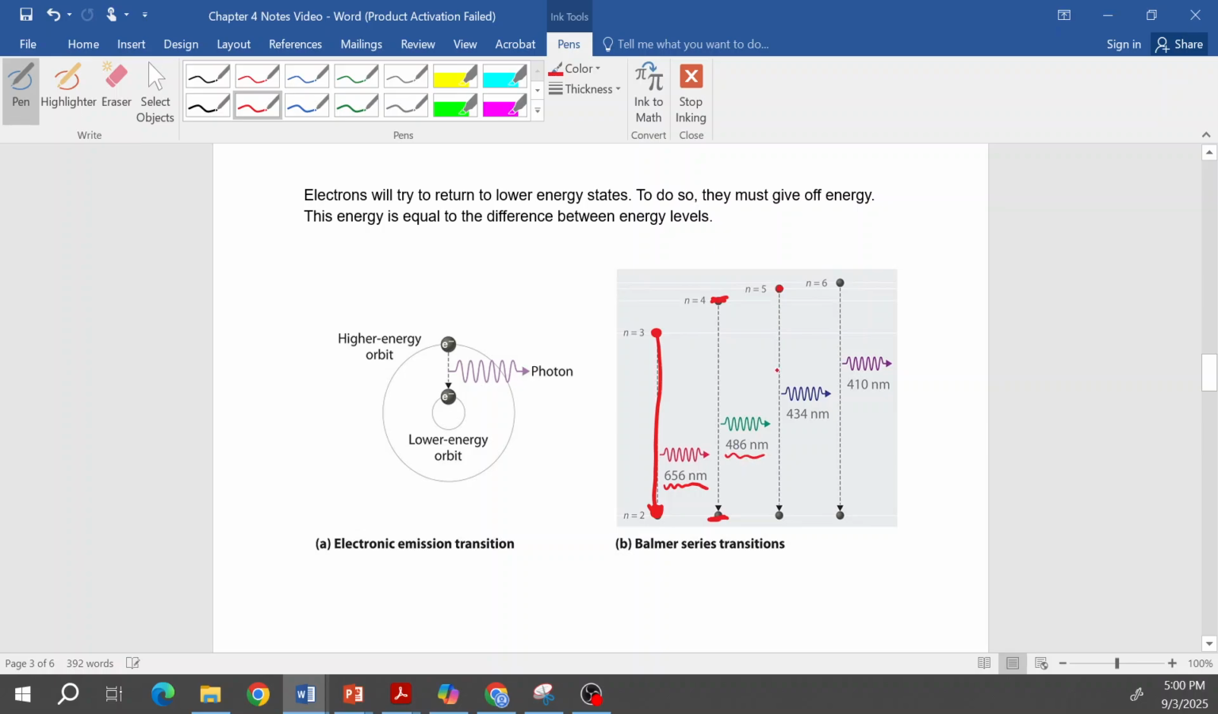When an electron jumps from fifth to second, it gives off blue. And when an electron jumps from sixth to second, it gives off purple, specifically for hydrogen, because that's the difference in the energy levels.